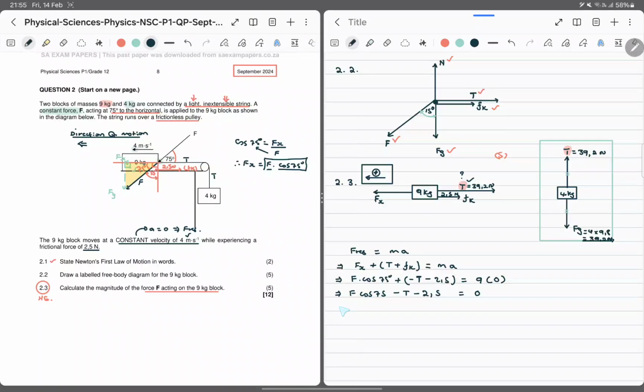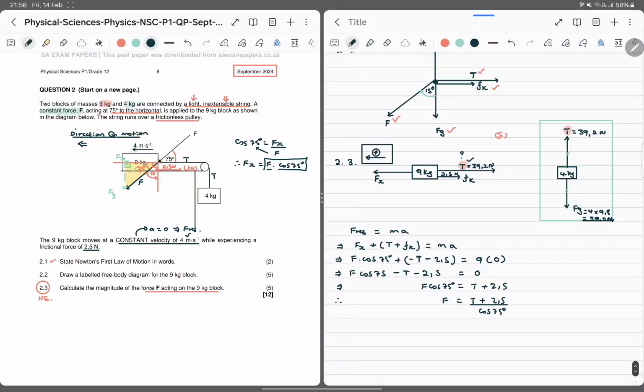Now we transpose what we don't want. We can say this implies also that F cos 75 degrees is equal to tension plus 2,5. We can say therefore F is going to be tension plus 2,5 all divided by cos 75 degrees. But this is not over, because now we don't have our tension.